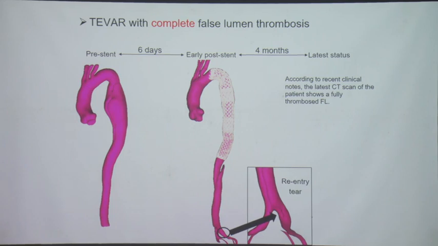The purpose of putting a stent is to cover this tear. If the primary tear is covered, there's no blood flowing into the false lumen through the primary tear, and that promotes flow stagnation inside the false lumen, and then thrombus will form. So the patient will heal. That's the idea. And so we wanted to see whether the model can actually predict the thrombus formation after TEVAR.